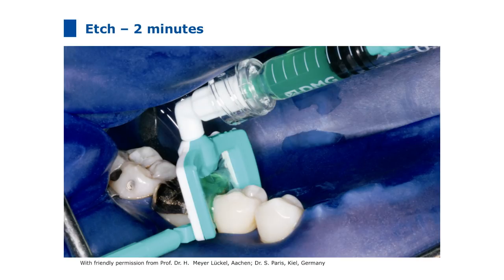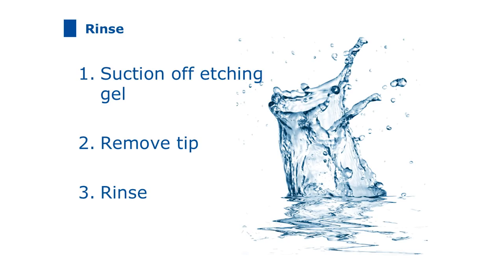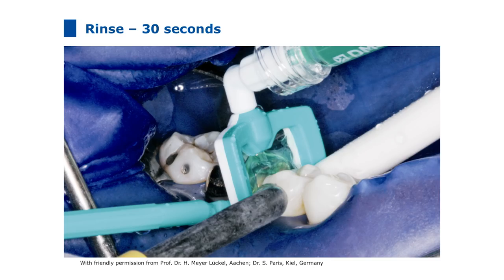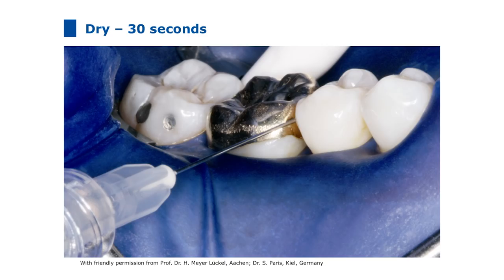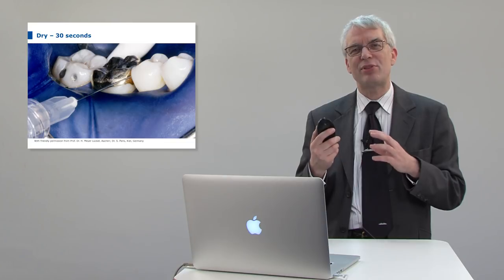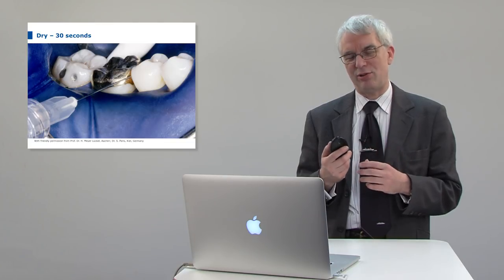This is hydrochloric acid gel for 2 minutes. And after these 2 minutes, you suction off the etching gel, remove the tip, and rinse at least 30 seconds. And now it's time to dry. And the drying process will be done with very high purity alcohol. This is 99% pure drinking alcohol.